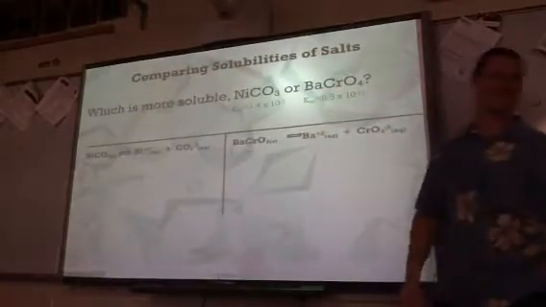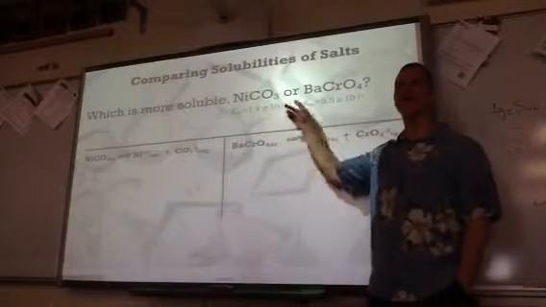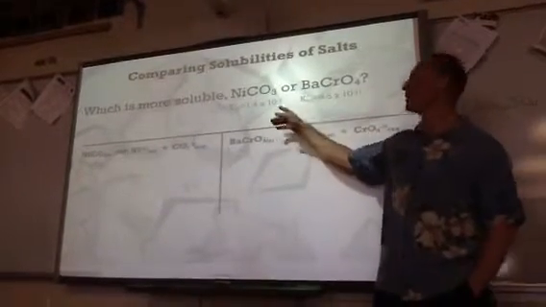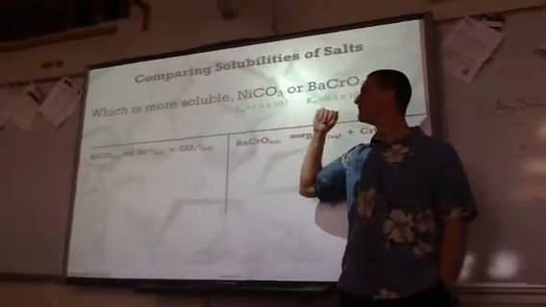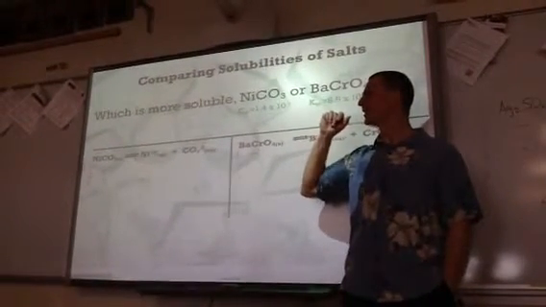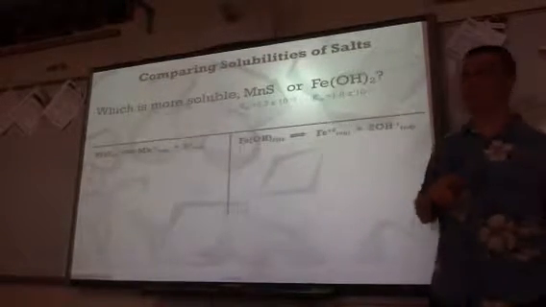The one with the higher KSP value, which one does have the higher KSP value? Nickel carbonate. This one does. This is 10 to the negative 7th power. This is 10 to the negative 11th power. So this one is more soluble. It's got the higher KSP. Let's go on to the next slide. We're going to come back to this one and talk about it.